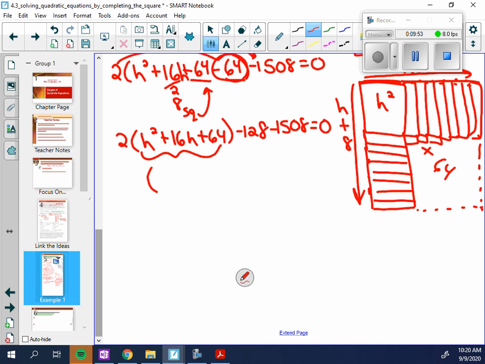So what this really is here is these 3 terms make a perfect square. The length times the width is exactly the same. It's H plus 8 times H plus 8, so it's H plus 8 squared. And I just have two of them. And then let's put these two numbers together. Negative 128 minus 1,508. What do we get there?